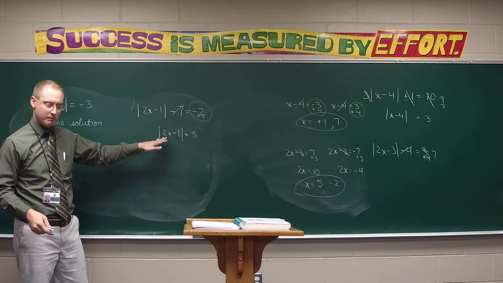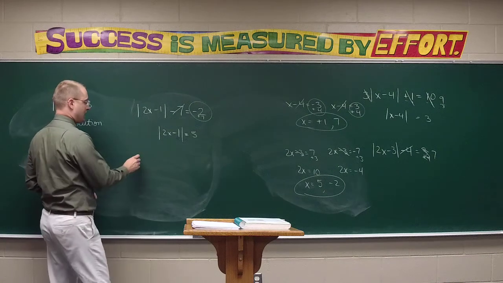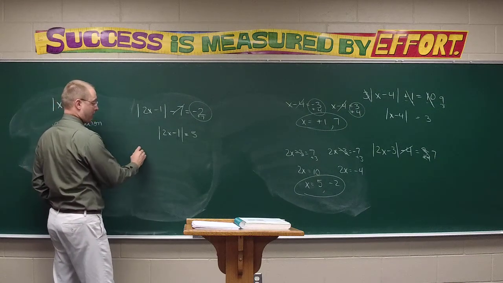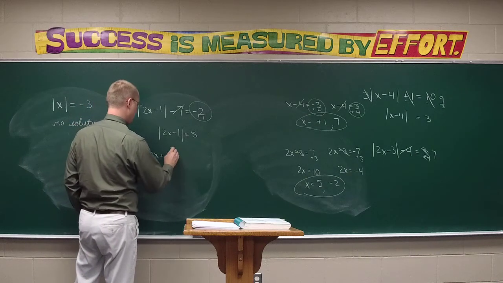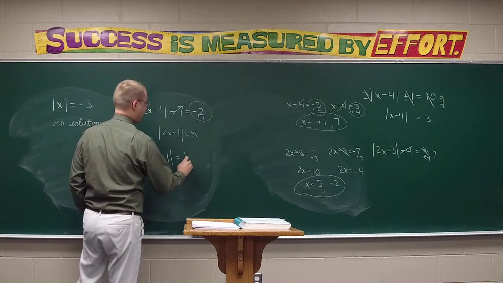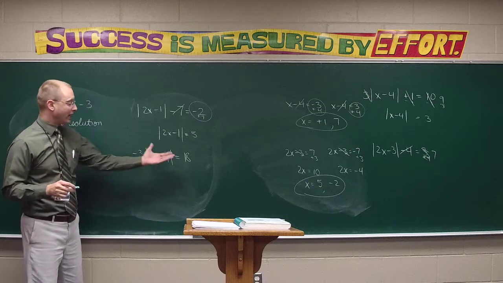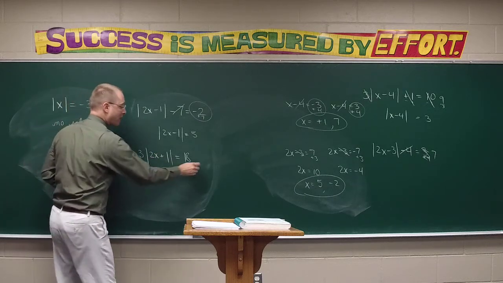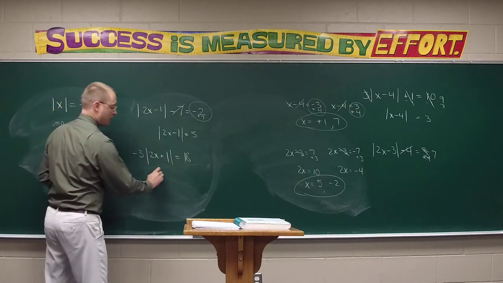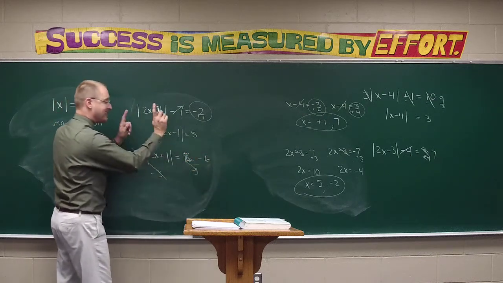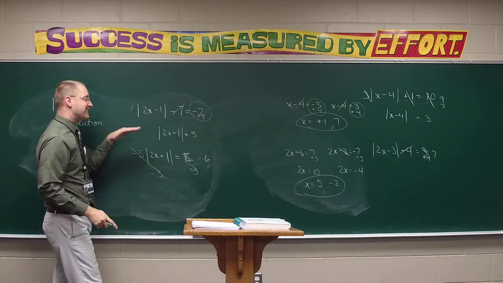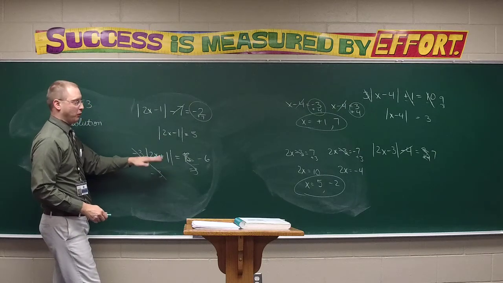Does that make sense? There will be other times, for instance, that it might not look like a negative. Maybe negative 3 times the absolute value of 2x plus 1 is equal to 18. Well, it doesn't look like it's equal to a negative, but as soon as you divide both sides by the negative 3, well, now I've got the isolated absolute value equal to negative 6. Now it's no solution. So the key is get the absolute value by itself before you make a verdict.